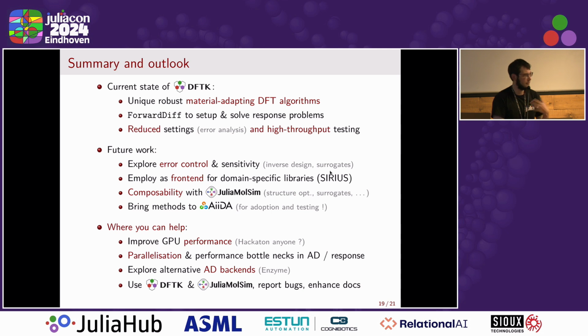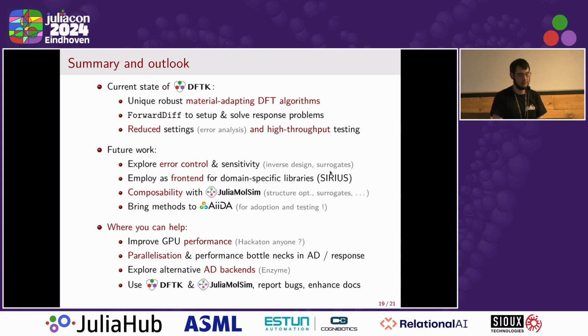I showed you a little bit the motivation and what we're able to do in DFTK at the moment. In the future, we will really want to work on this error control and sensitivity aspect enabled by AD and the numerical algorithms. And we basically want to use this for inverse design, for improving things in surrogates. And we currently also work in the other direction, integrating domain-specific libraries for HPC in the DFT context. There's a library called Sirius that is also developed in Switzerland. We're trying to make DFTK a front end for that, because the current front end they use is in Fortran, and they don't like this. So we are offering to bring it to the Julia world.